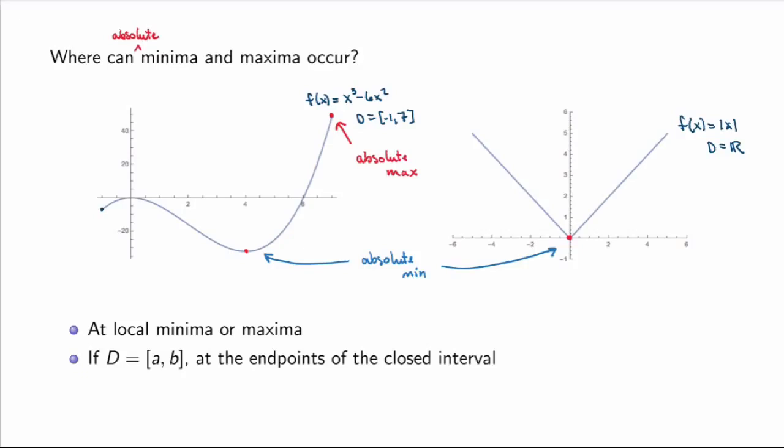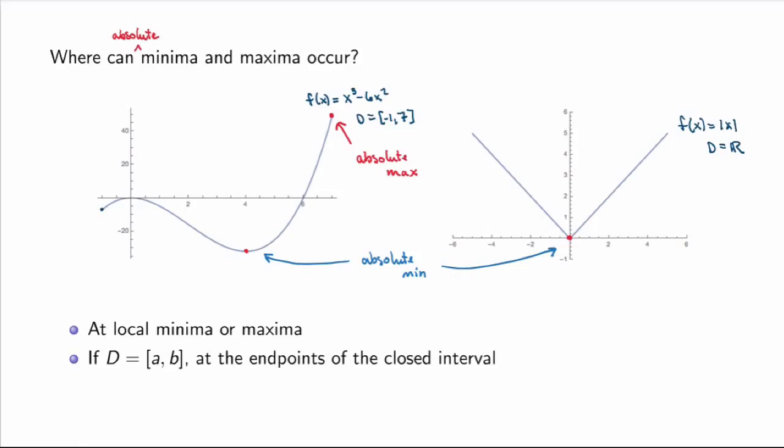And in our first example, the absolute max was different. It was not a local max. It actually occurred at the endpoint of the interval. So that's a second possibility. If a function is defined over a domain which is a closed interval, then absolute max and min can occur at the endpoints of that interval. And it turns out that these are the only two possibilities.